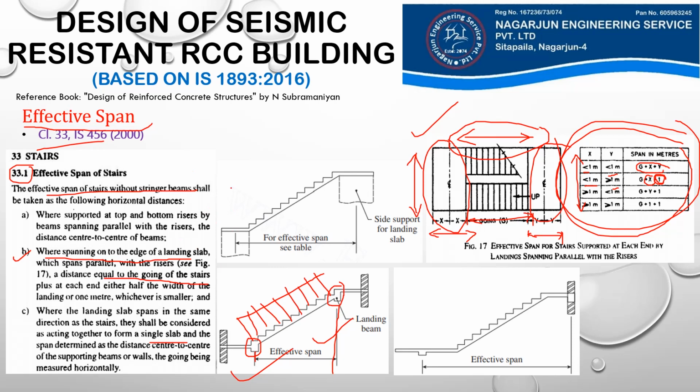For example, if you look at this figure here, our landing slab are spanning in the same direction as our staircase. So the effective span of this staircase will be center to center distance between these two supports. And these supports may be either beams or walls. So these three are the Codal provisions regarding the effective span of staircase. And why do we need effective span? To calculate the load acting on our staircase. So clause 33.1 of IS 456 talks about the effective span of staircases.